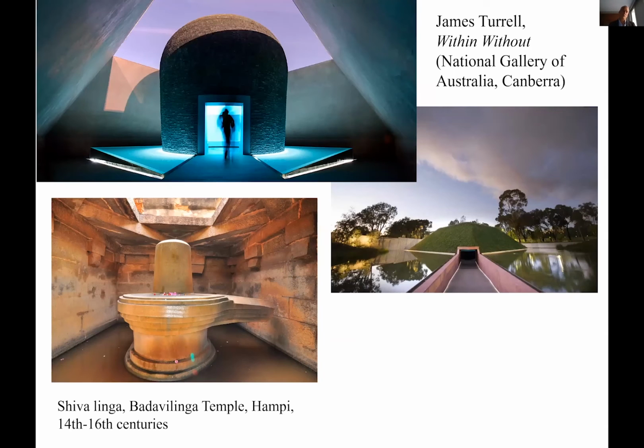You think of, say, if you go down to Canberra to the National Gallery, at the very front is this fantastic work by James Turrell, Within Without. This is very influenced by aspects of Indian religious architecture, such as the Shiva Lingam, and a good example is that at Hampi, or the Buddhist stupa, right? So this is a modern artist. He's actually American, heavily influenced by India.